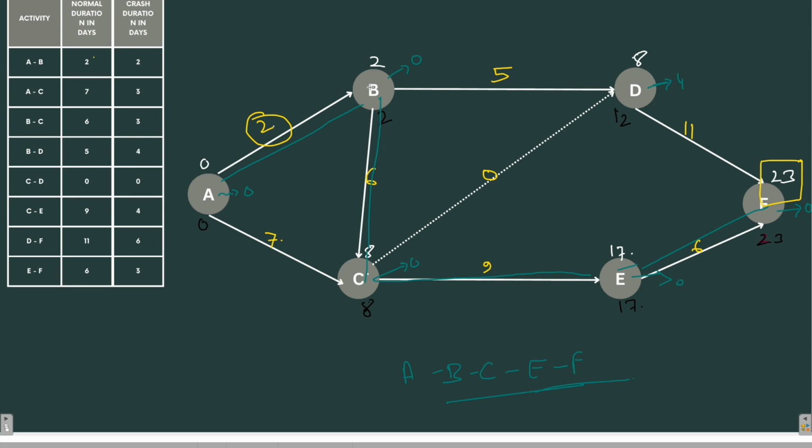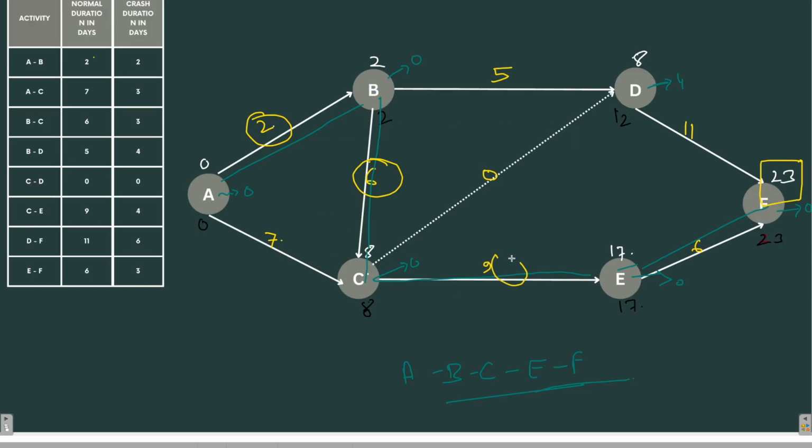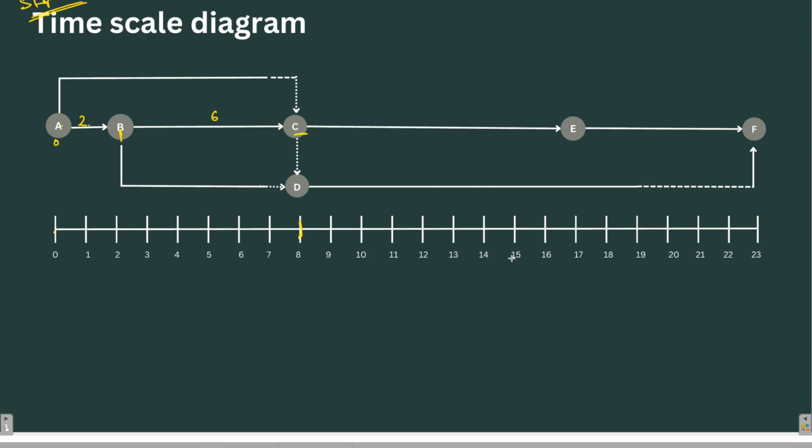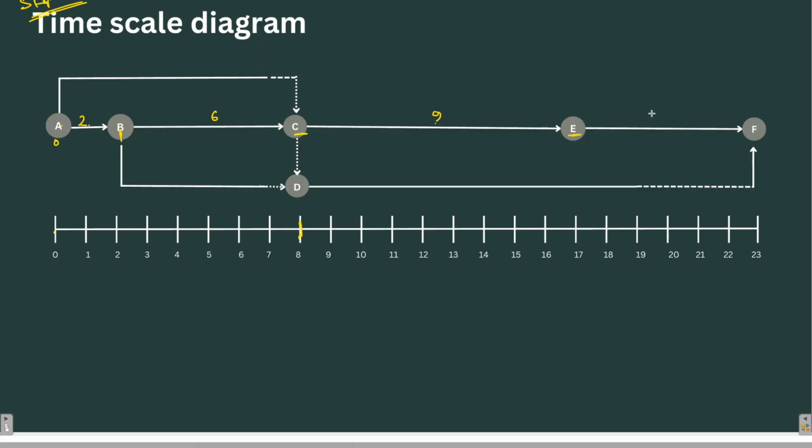Now from B to C, it is 6 days interval. So exactly after 6 days, C will appear. CE is 9 days. So 9 days means 8 plus 9 will give you 17 days. So it will take 9 more days. So look here carefully. E is just above 17. Similarly, EF is how many days? EF is 6 days. So 6 more days will take you to 23 days. In a time scale diagram, this critical path is drawn in a straight line and all the other parallel things are drawn accordingly.